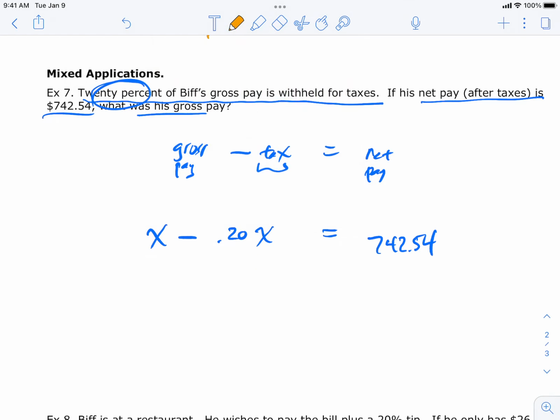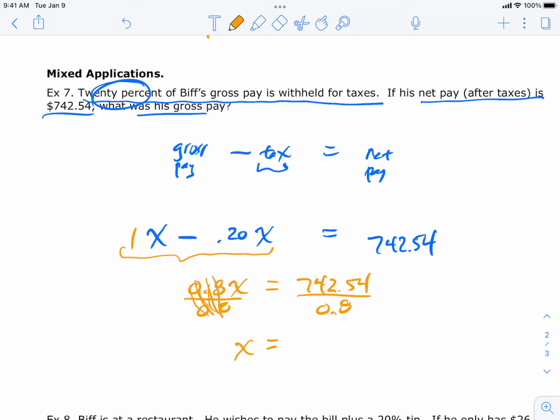Solving it is going to go like this. First of all, that's like a 1x take away a 0.2x. That's like a dollar take away 20 cents. That's 80 cents. You get 0.8x. Over here, you've still got the 742.54. So to get x by itself, we need to divide both sides by the 0.8. So if you take the 742 and you divide it by the 0.8, what do I get? I didn't solve it? Okay, I'll solve it now then. 742.54 divided by 0.8 equals, I got 928, maybe 18 cents. $928.18.